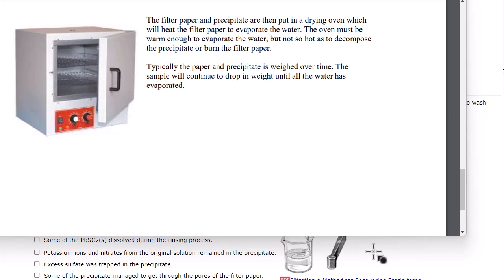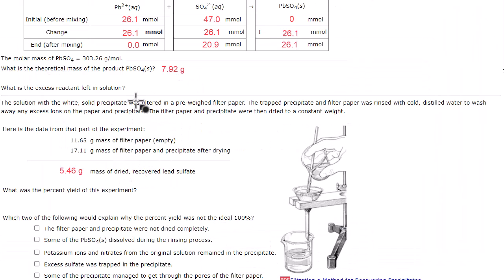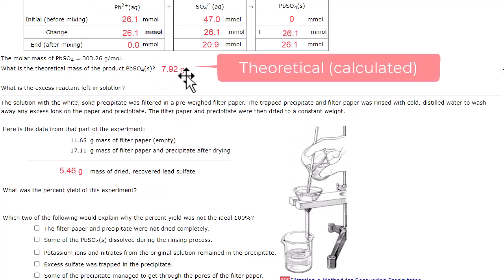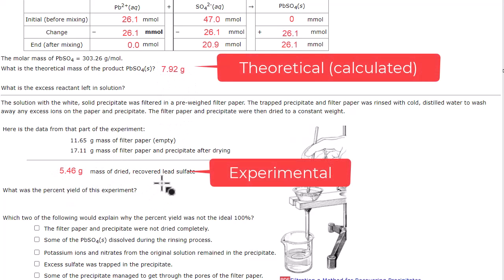Now, let's go back to our problem, because there's something we haven't quite answered yet. And that is, what is the percent yield in the experiment? And percent yield says, how good was this? I should have gotten 7.92 grams, but I only got 5.4. So I didn't get all of it. This is going to be an easy one to figure out.